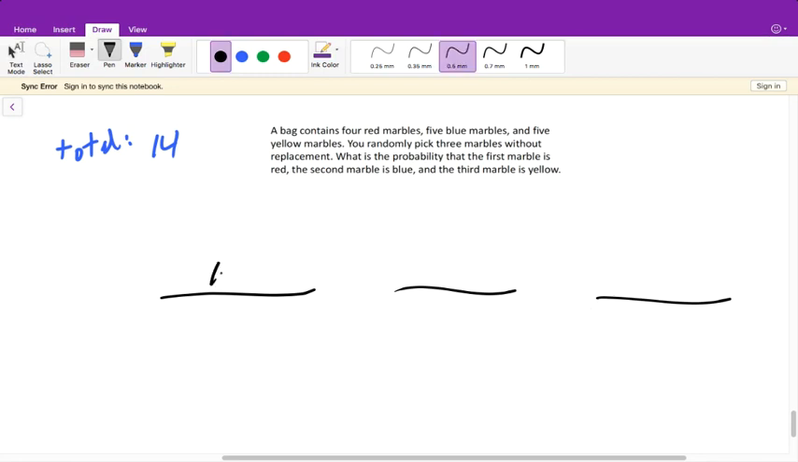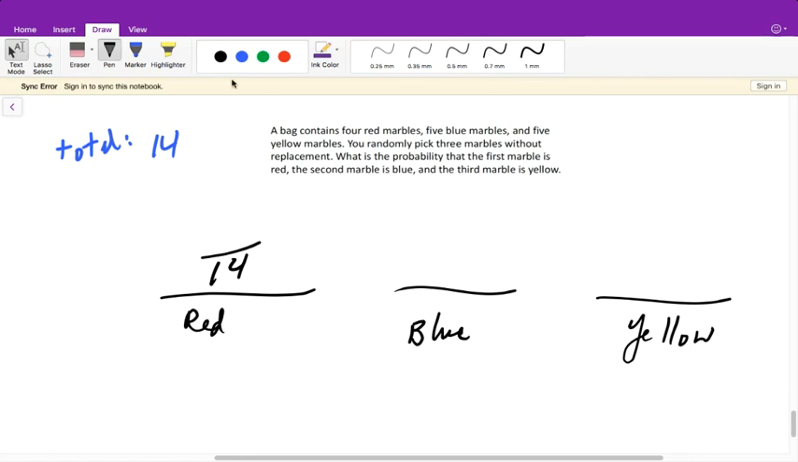The first one I have 14. We want the probability that the first marble is red. So I want a red marble. And then the second is blue. And then the third is yellow. So when I go to pick, I have 14 total in this first one, and I have 4 red marbles. So I have a 4 out of 14 chance of picking a red marble.